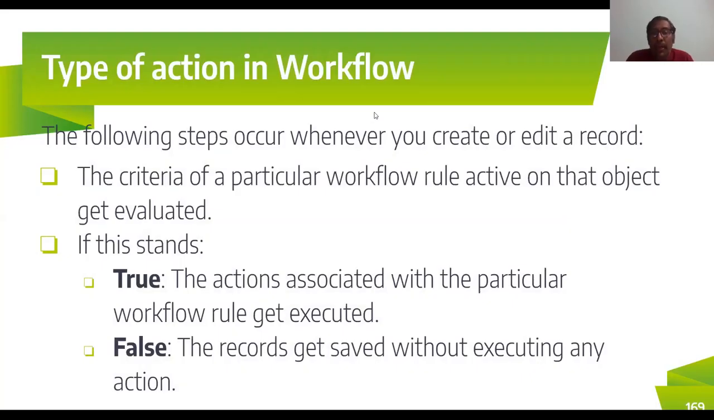Right, the following step occurs when you create or edit a record. What is that? When the criteria is met, it is going to return true. When the criteria is not met, it is going to return false. When it returns true, the action is going to be performed. When it returns false, then what happens? The action will not be performed, right? Only it is going to save the record into my object.